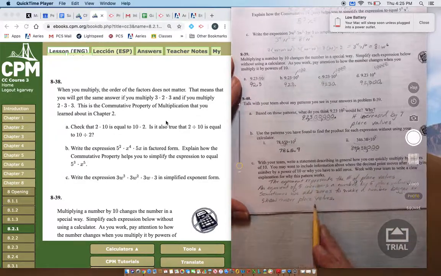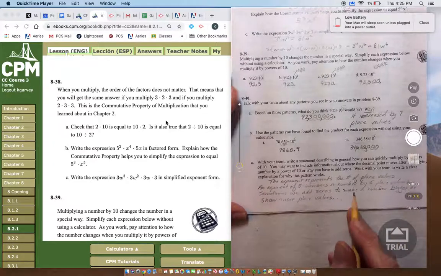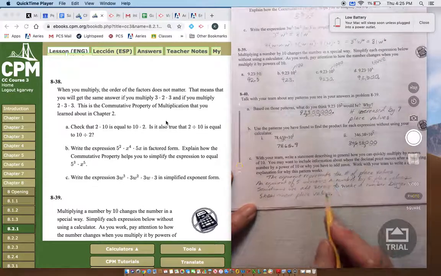That's my explanation, but you may have expressed this differently, and that's okay too. In fact, maybe you found a better way of saying this.